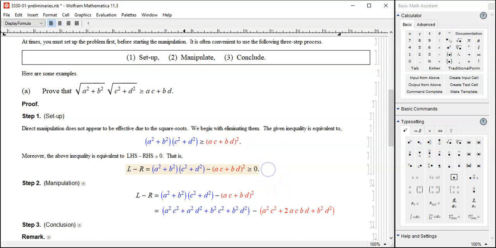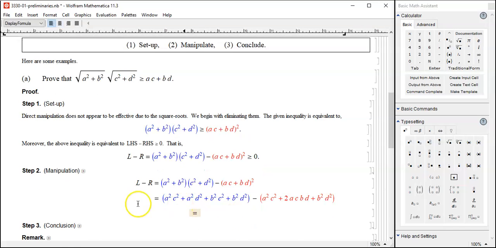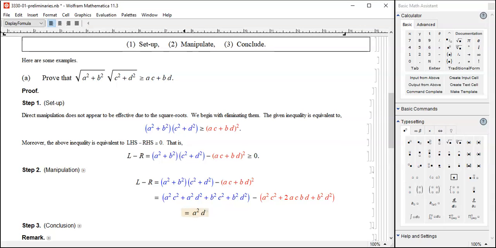And then instead, let's try to prove L minus R, left minus right, is greater than or equal to 0. And left is blue, right is red, and let's write it like this. And then let's further manipulate. A squared cancel each other out. And then b squared, d squared cancel each other out. And what do you get? A squared d squared plus, no, b squared c squared minus 2abcd.